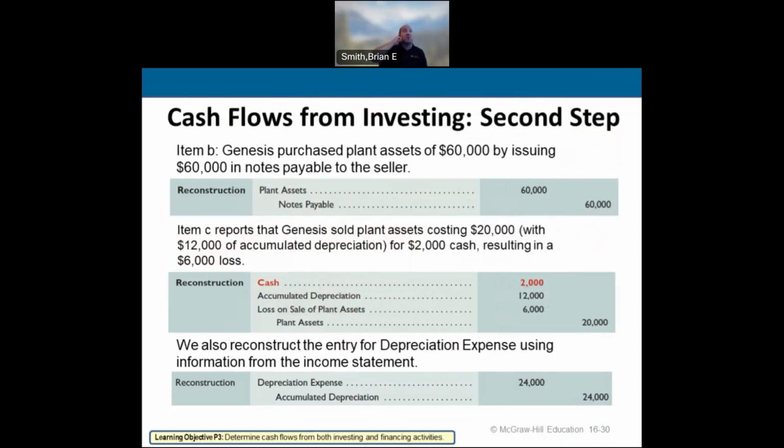Item B, Genesis purchased plant asset of $60,000 by issuing a $60,000 note payable to the seller. Well, that's not a cash event, so we're not going to deal with it. We will put that in the notes, though, or we will do something in the back, because that is something big.